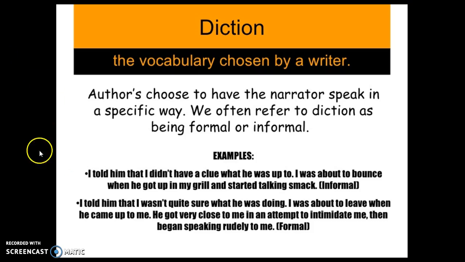However, if we reword this exact sentence into, I told him that I wasn't quite sure what he was doing. I was about to leave when he came up to me. He got very close to me in an attempt to intimidate me, then began speaking rudely to me. This is a formal way to say exactly what the past informal sentence said. So we have informal tone created by informal diction, and then formal tone created by formal diction. So the word choice that you use directly creates a tone.